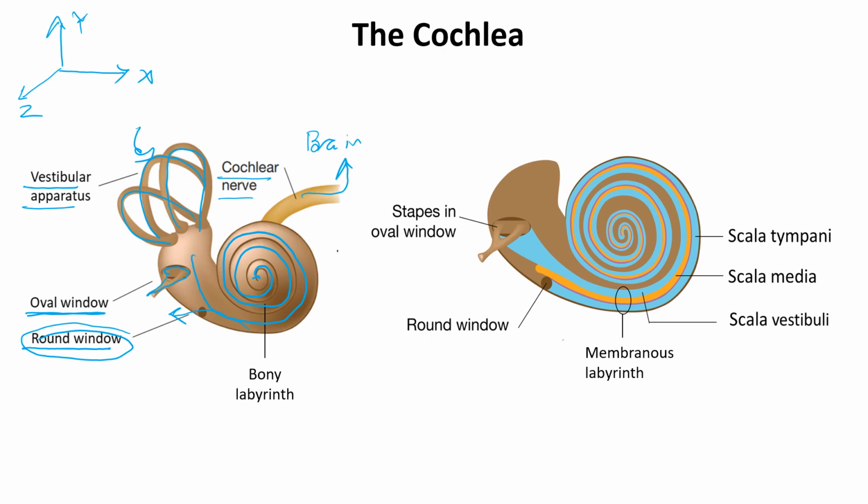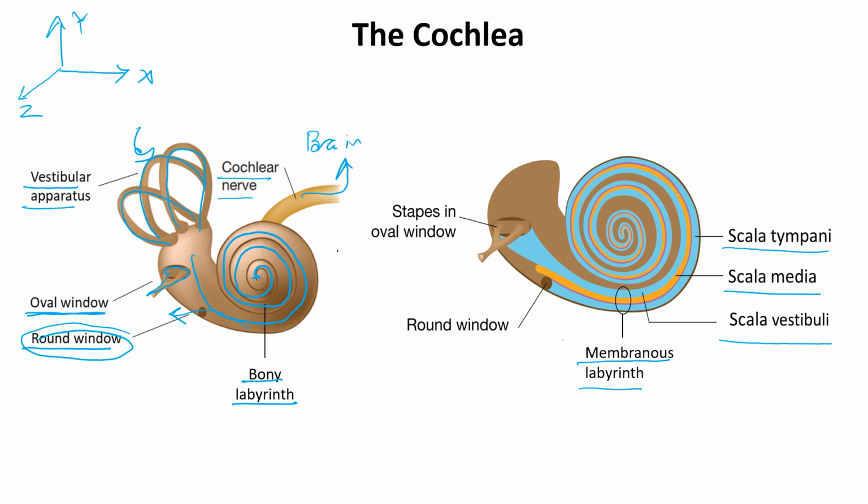Now the outer part of the cochlea is a bony structure, and hence it is known as the bony labyrinth. Inside, the cochlear cavity is divided into three different compartments, namely the scala tympani, the scala media, and the scala vestibuli. Two different membranes, namely the basilar membrane and the Reissner membrane, help in division of the cochlear cavity into these three compartments. Hence, the inner parts of the cochlea are also known as the membranous labyrinth.